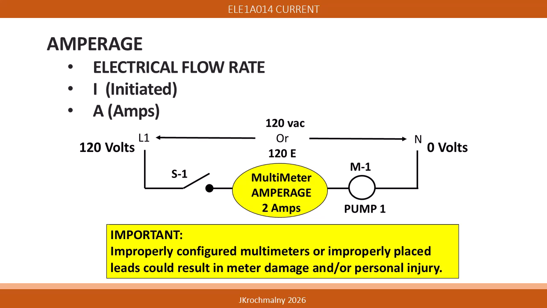Depending on schematic drawing utilization, amperage could be abbreviated with an I for initiated movement of electrons or A for amps. Multimeters, configured to measure amperage, are placed in series between the source of the power and the load being measured. It is important to understand that amperage configured meters do not offer any resistance in the electrical circuit. If the meter leads are not correctly placed or the meter is not configured properly, meter damage and/or personal injury could result.